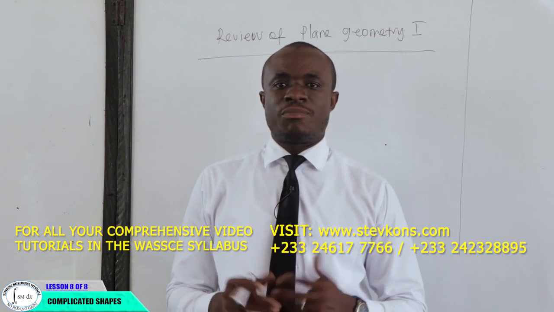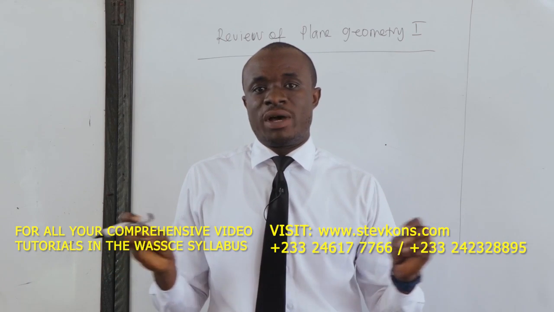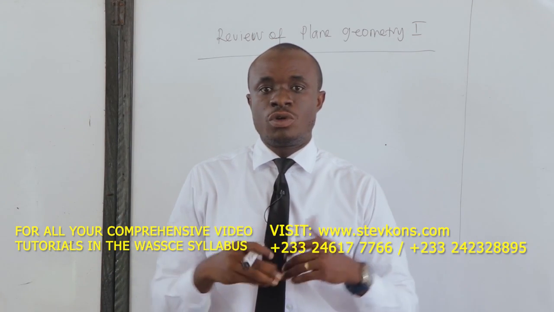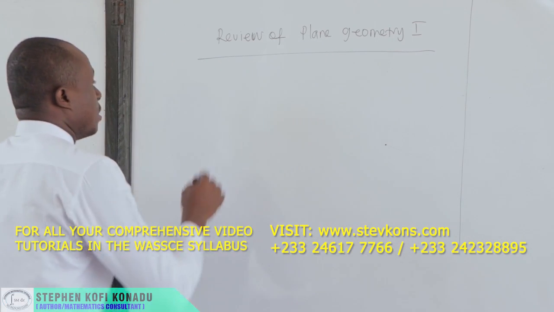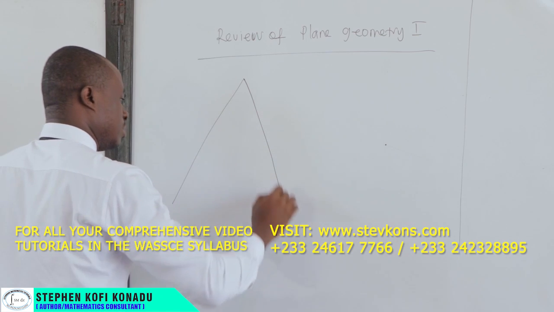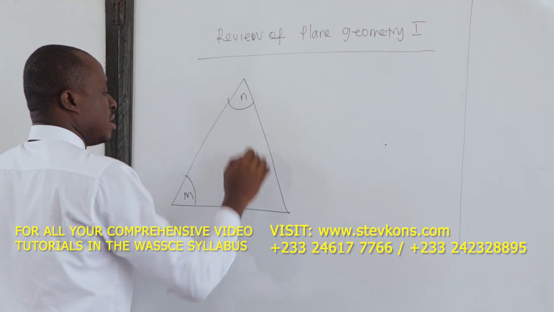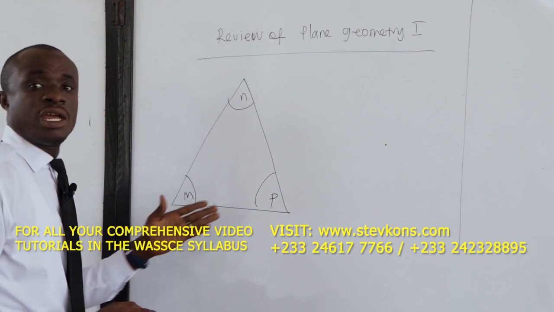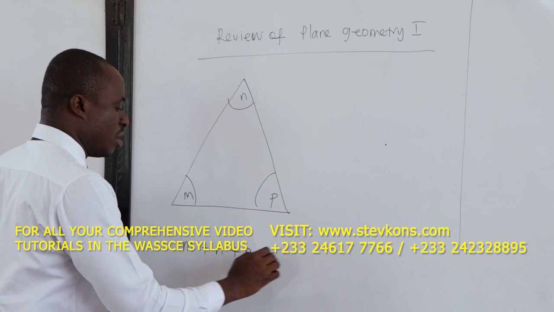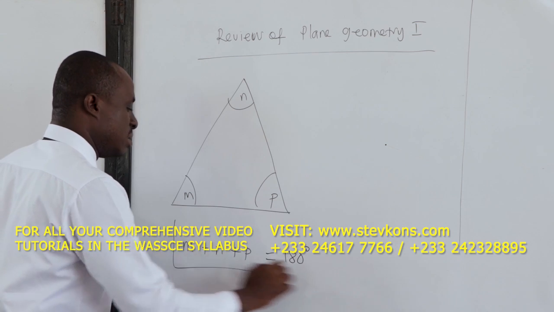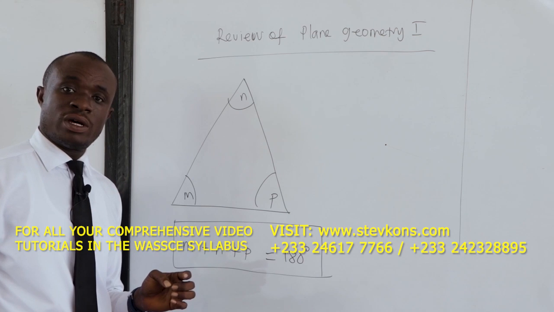Now before we consider some past questions, let's also look at a review of plane geometry 1, because they combine plane geometry 1 and plane geometry 2 to set a whole lot of questions. So let's consider a review on that. Now, if you have a triangle, if this is M, this is N, and this is P, in any triangle we know that M plus N plus P is equal to 180 degrees. That is, the sum of angles in a triangle is equal to 180 degrees.